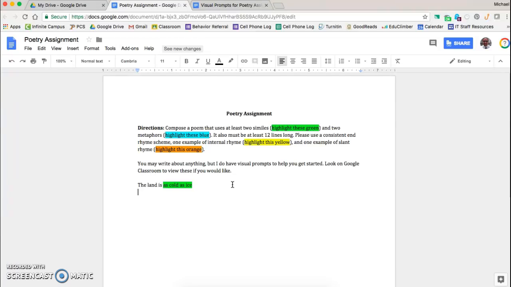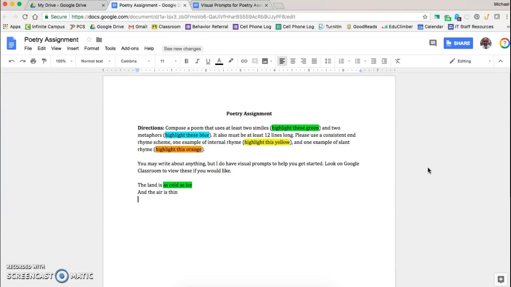The land is as cold as ice, and the air is thin. Okay. I feel like ice is going to end up with kind of a corny rhyme, so I'm not going to rhyme this line. You don't have to rhyme every single line, it just has to be consistent. So I'm going to do an A, B, C, B rhyme.